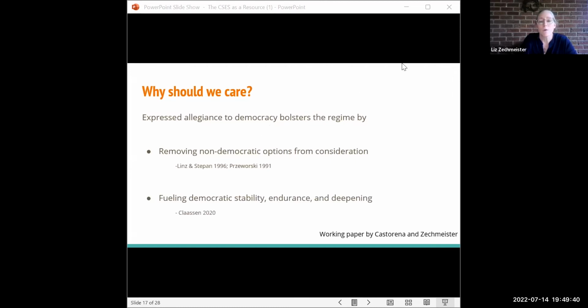We also know from work by Chris Clausen that allegiance to democracy, support for democracy, fuels democratic stability, endurance, and deepening. So there's a connection that Chris Clausen has nicely documented between levels of support for democracy in countries and levels of democracy itself. So I think we should care about whether or not publics express high levels of support for democracy.